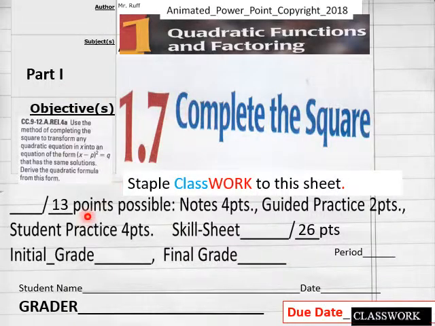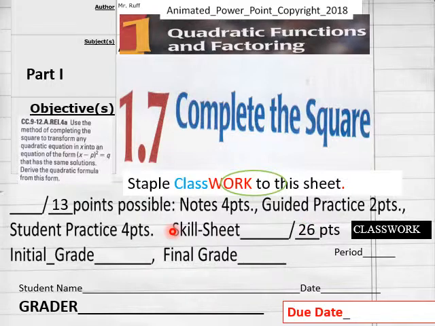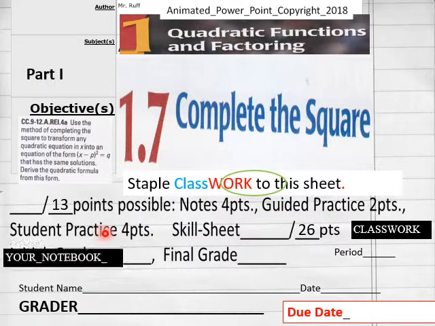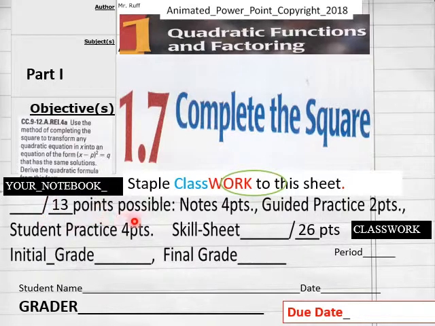1.7, complete the square. We have 26 points here for your skill sheet at the end of part 1, and then we have 13 points here for note-taking.